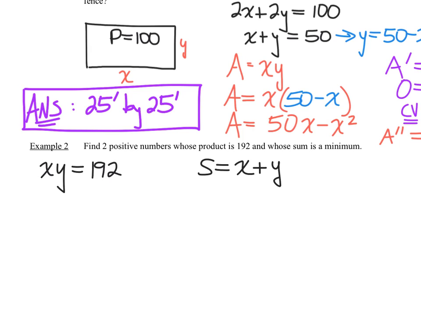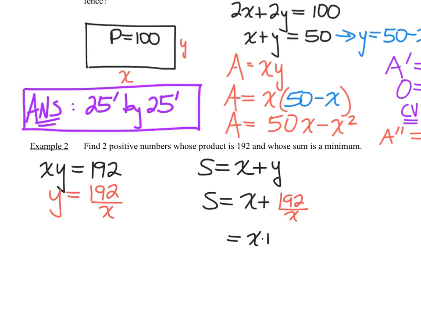So S for sum would be the sum of x and y, all right? So the relationship there would allow us to make another substitution. We'll do y equals 192 over x. So S would be equal to x plus 192 over x, which I could also write as x plus 192x to the negative first. This is the one I want to minimize.